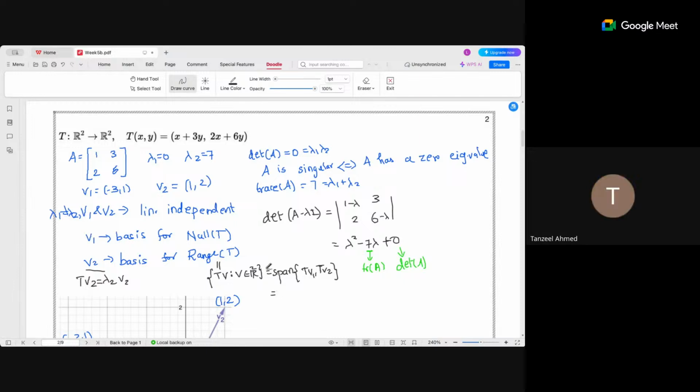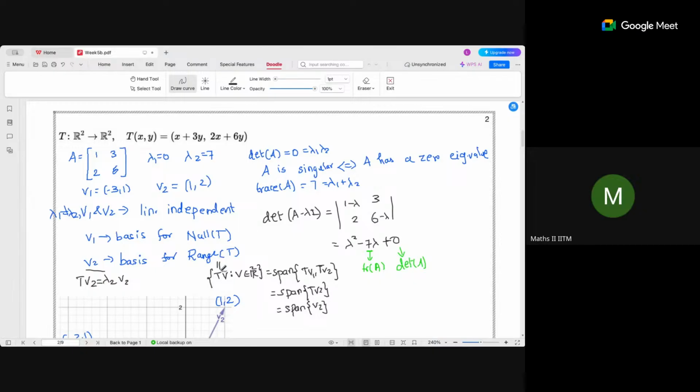TV1 is 0. So this means it is just left with TV2, and TV2 is nothing but lambda 2 V2. So lambda 2 V2 or V2 does not make any difference, right? Span of lambda 2 V2 is same as span of V2. So now do you see why V2 is a basis for range of T?